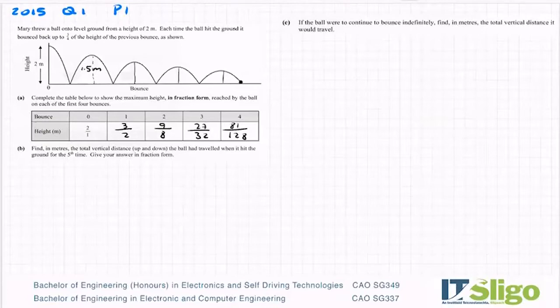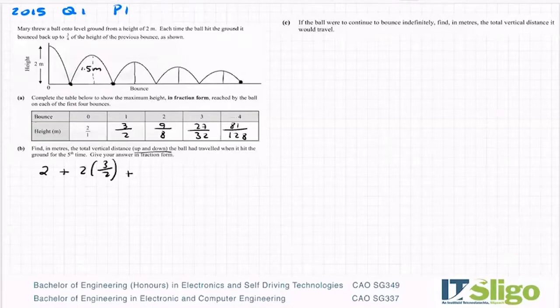Part B then said find in meters the total vertical distance, so up and down, the ball travelled when it hit the ground for the 5th time. Give your answer in fraction form. Okay, so it hit the ground once here, and it had travelled a vertical height of 2 meters. The next time it hit the ground was here, so it had gone up 3/2, down 3/2. So 2 times 3/2.